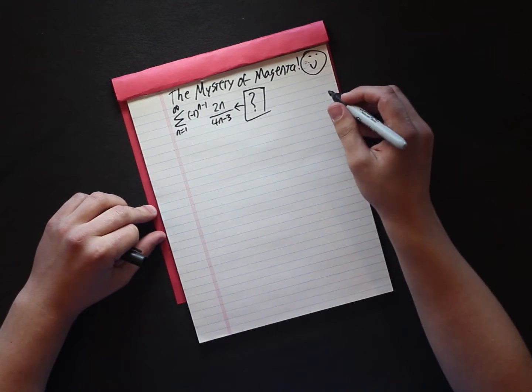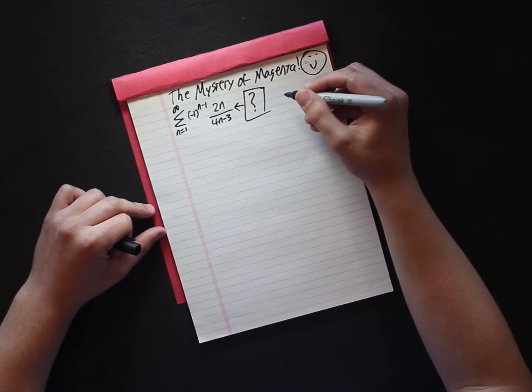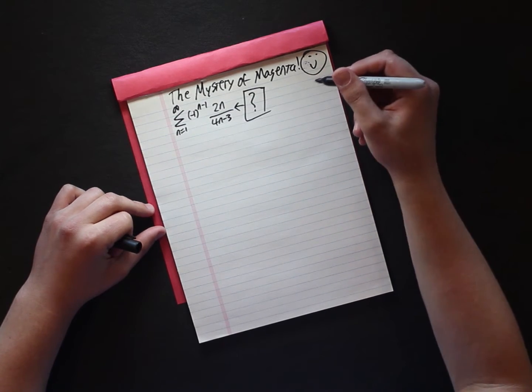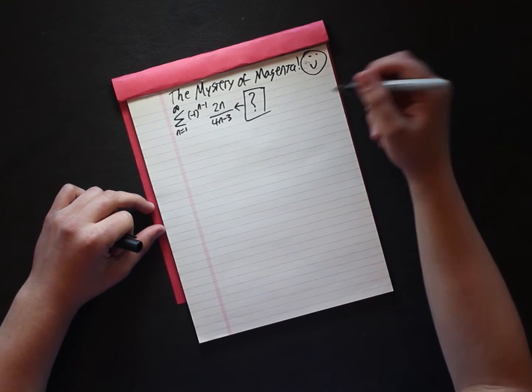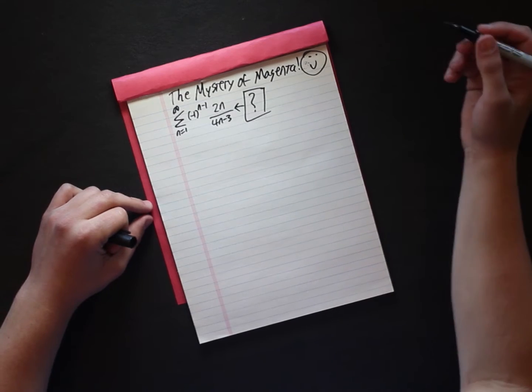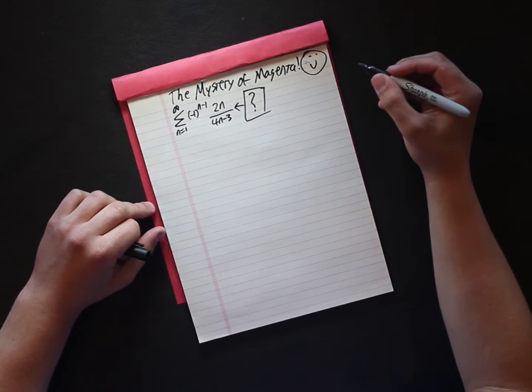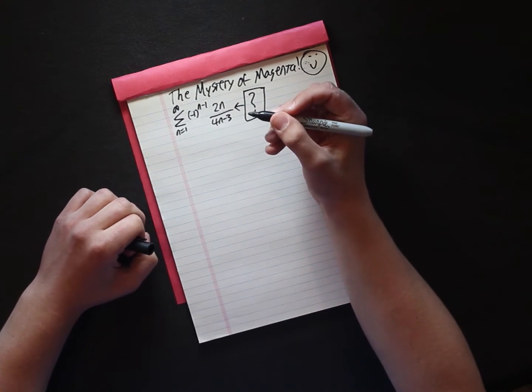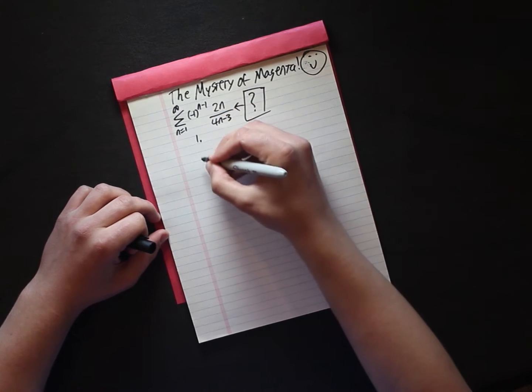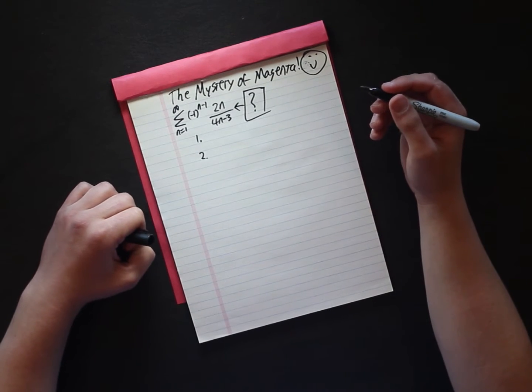So we want to determine whether or not this series converges, which means that Magenta will eventually stop bouncing and come to a stop, or diverges, which means she will jump forever for the rest of her life. So, in order to determine whether it converges or diverges, we need to know two things. What are these two things?